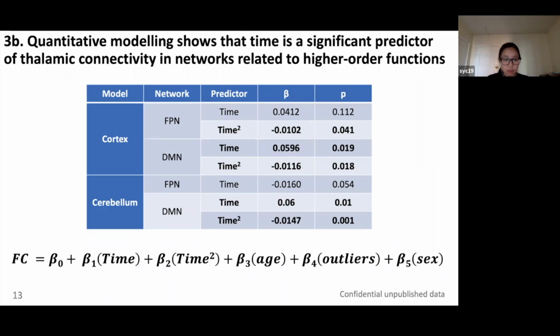So functional connectivity is the outcome, which will be the thalamus to network functional connectivity. And we have 2 time terms. And the quadratic time term is only added if our trajectory is a curved trajectory. And for our models, we control for age, outliers, and gender.